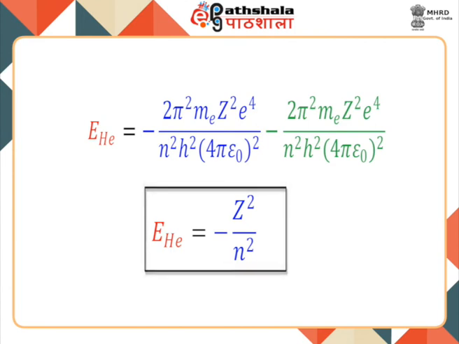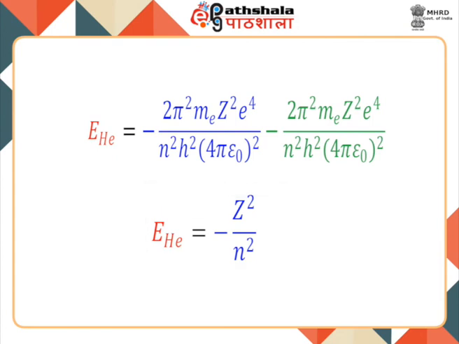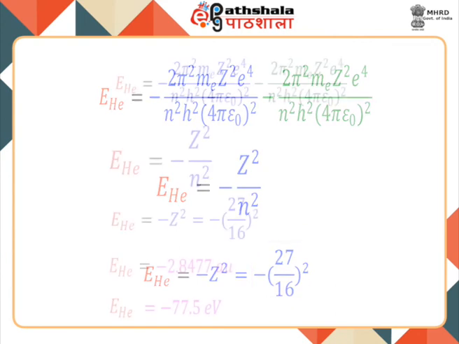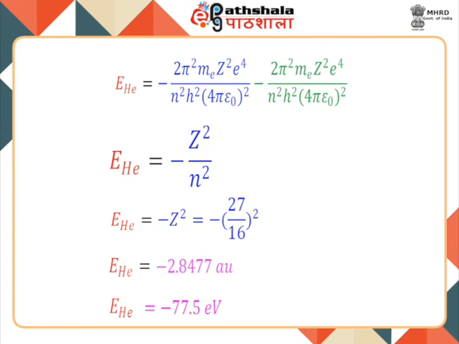E helium is equal to minus Z square upon n square, the expression that we have obtained on neglecting interelectronic repulsion term. Now substituting the value of Z minimum from equation 18, that is 27 by 16, into equation 20, gives us equation 21. That is, the approximate energy for helium is obtained as minus 2.8477 atomic units, AU, or in electron volts as minus 77.5 electron volt.